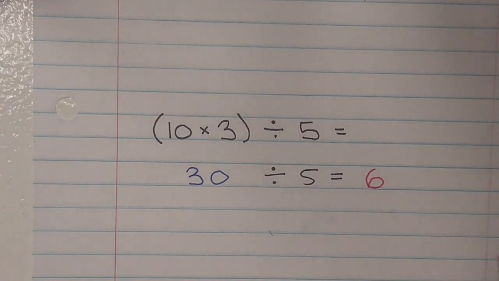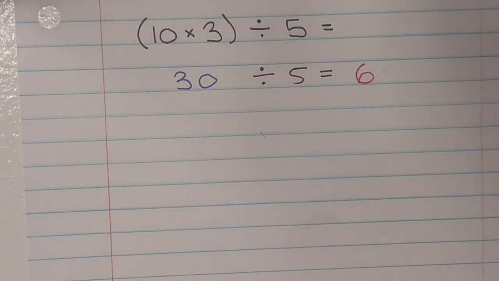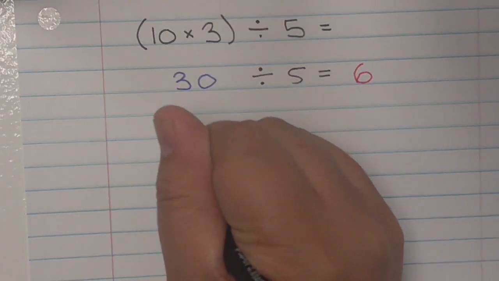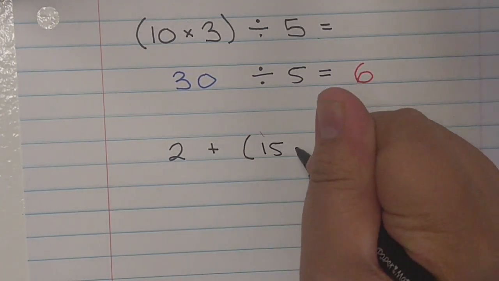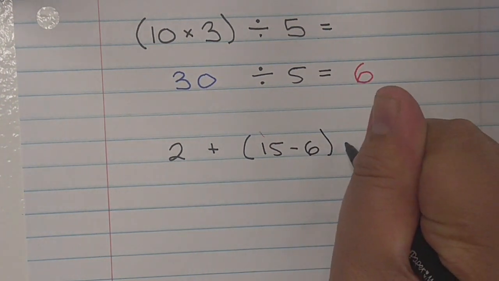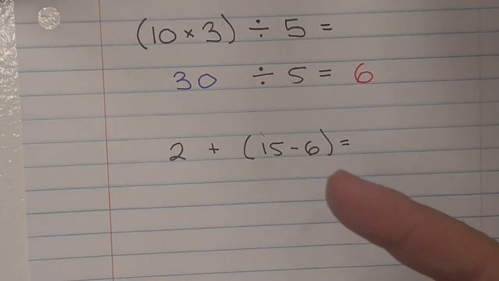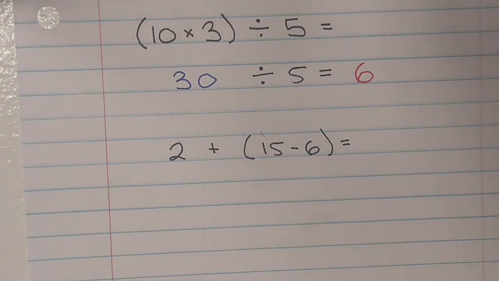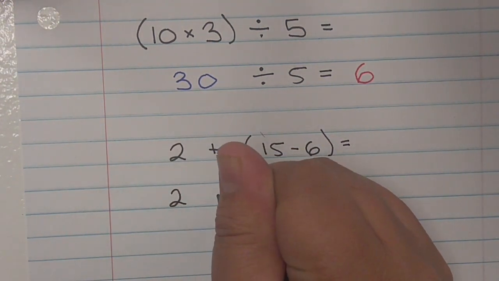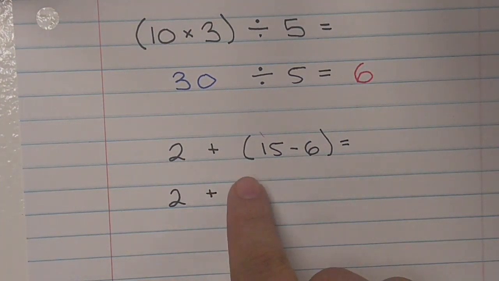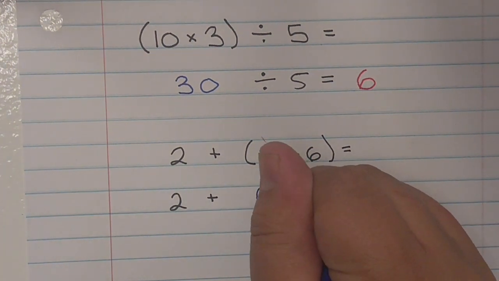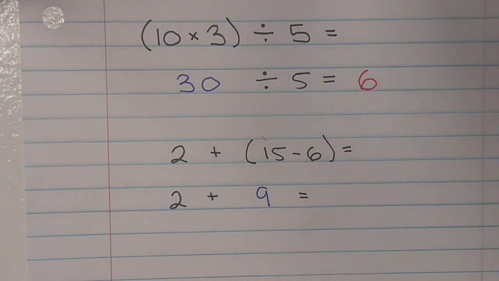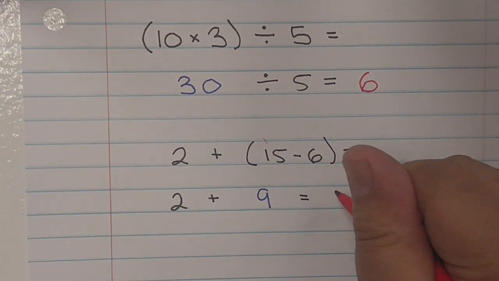So let me show you one more, and this time I'm going to have the parentheses on the right-hand side. So let's just say 2 plus 15 minus 6. Now, once again, although you're going to solve the parentheses first, I like to bring down the numbers that are not being used so I do not forget about them. So in this case, I'm going to bring down the 2 plus. Because I want to make sure that I do not forget about this part of the equation. And now I'm going to solve what's inside the parentheses. 15 minus 6, that's going to give me 9. And then I know the sum of 2 plus 9 is going to give me 11.